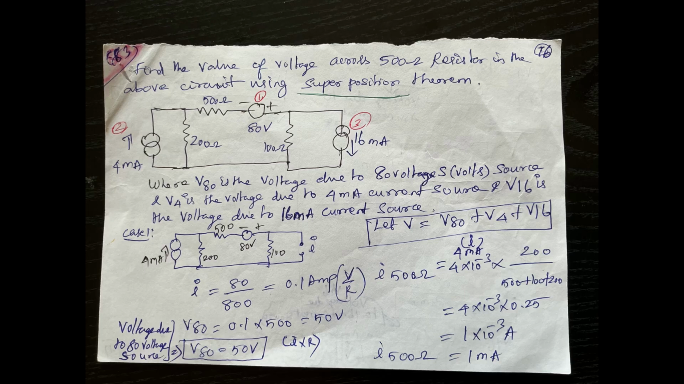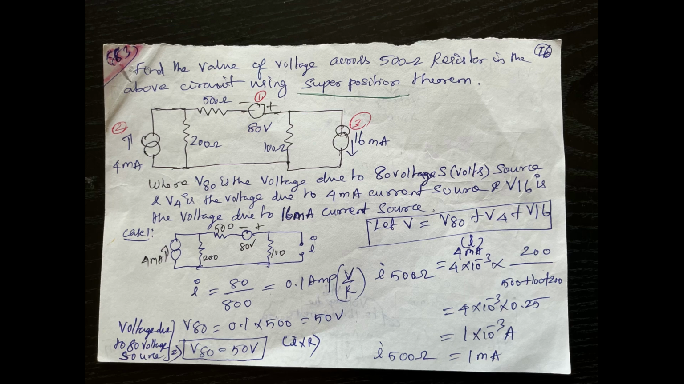That is the question. So first we find out V80, V4 and V16. V80 is the voltage due to the 80 volt source, V4 is the voltage due to the 4 milliampere current source, and V16 is the voltage due to the 16 milliampere current source. Let V, the voltage across the 500 ohm resistor, be V80 plus V4 plus V16. Finding V80, V4 and V16 is very important.